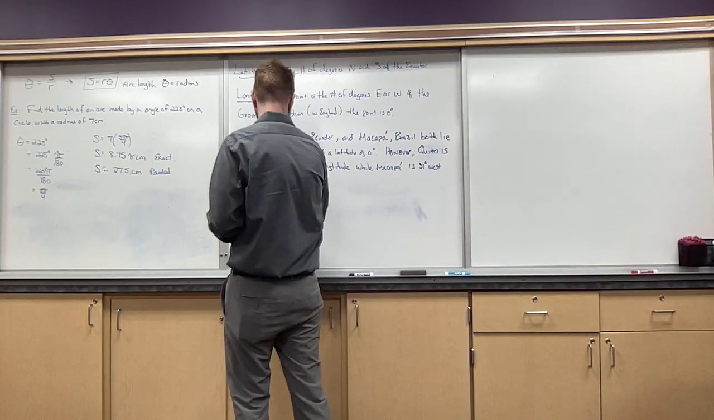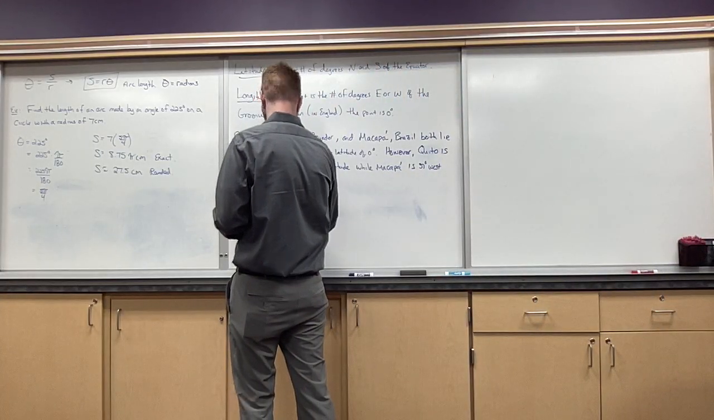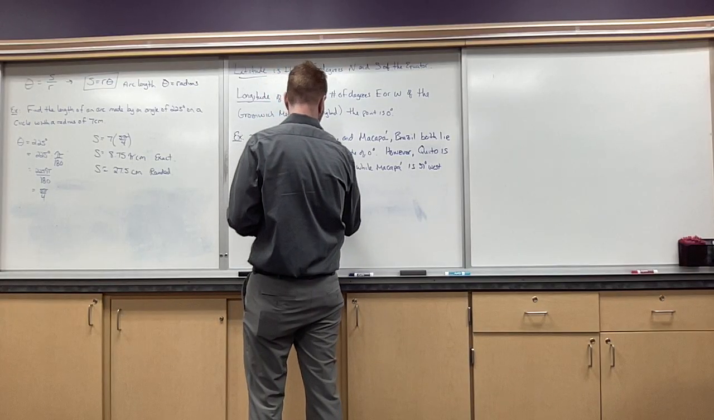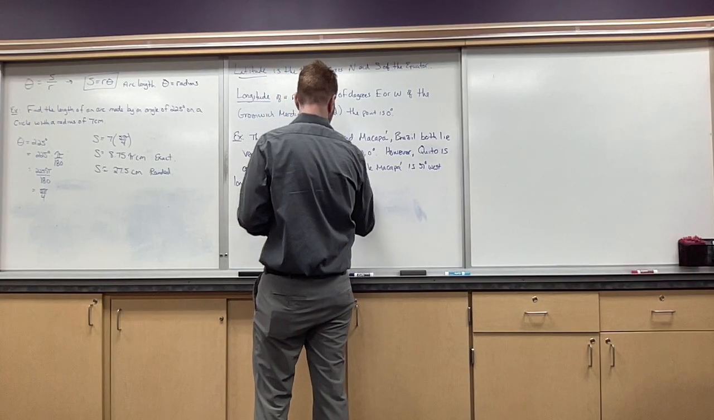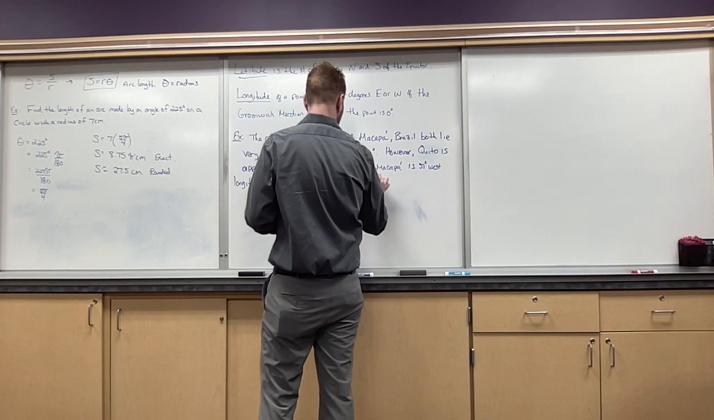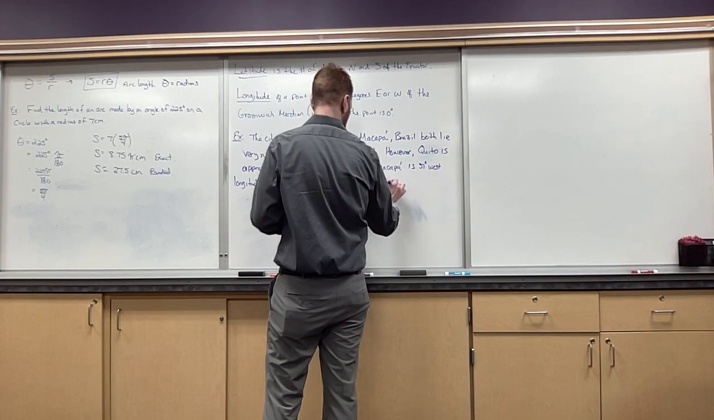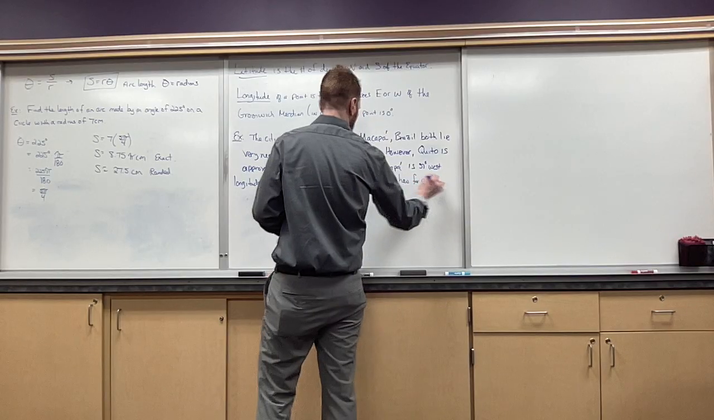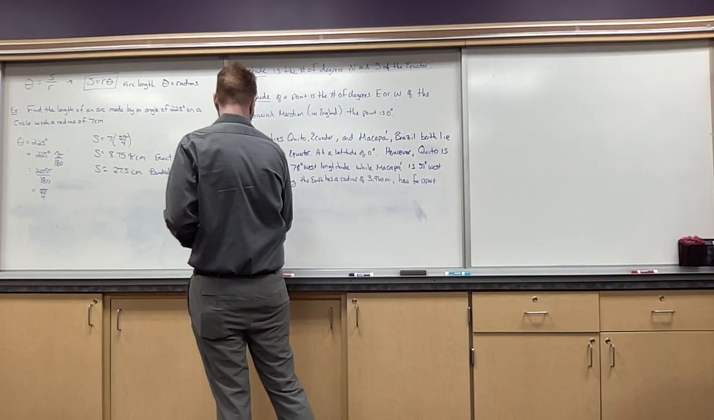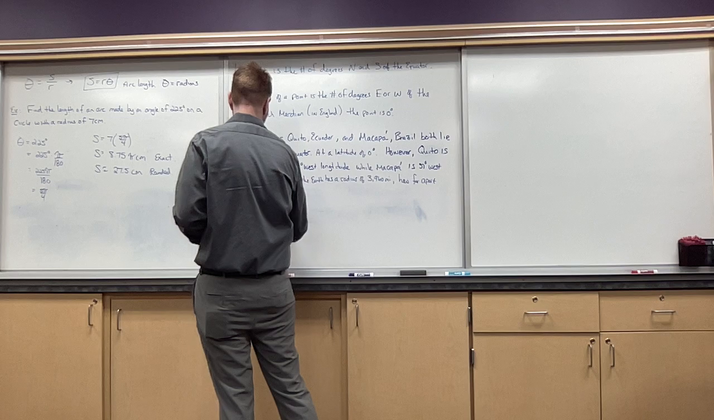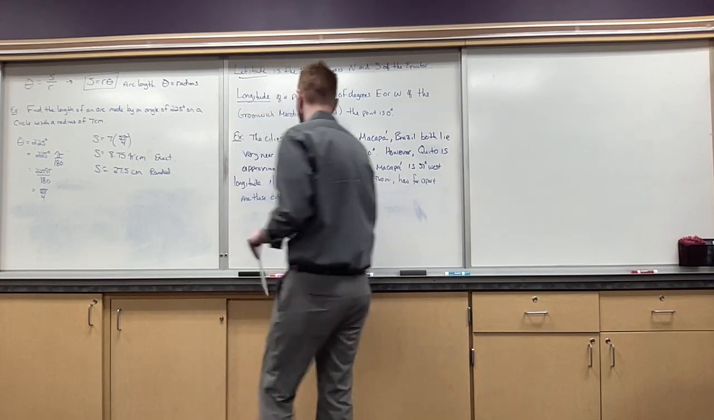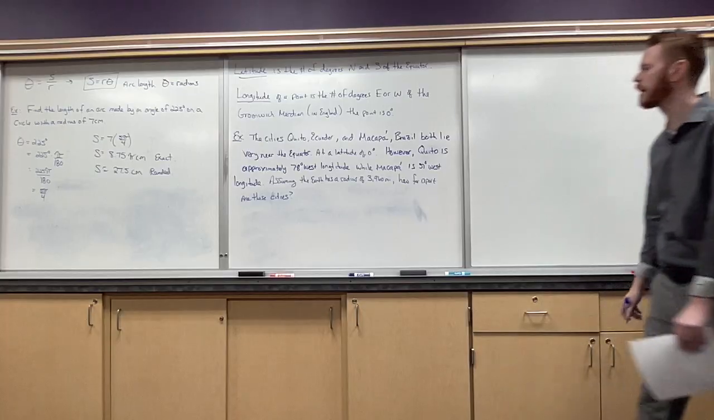Assuming the Earth has a radius of 3,960 miles, how far apart are these cities? Okay, so that's what we're going to try and figure out here.